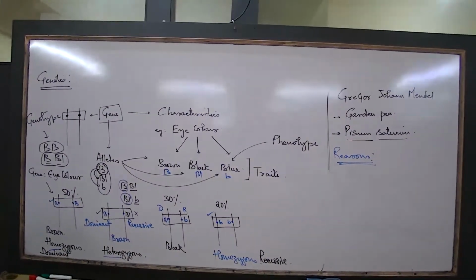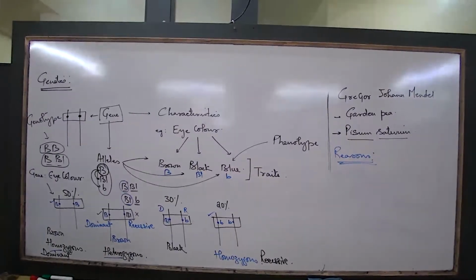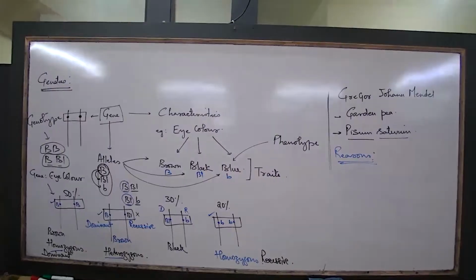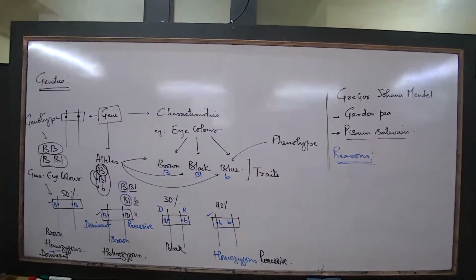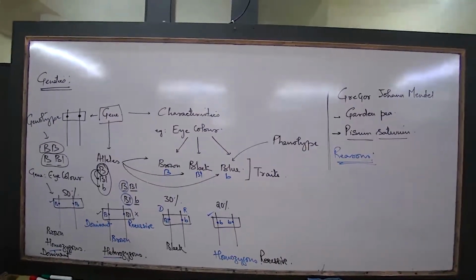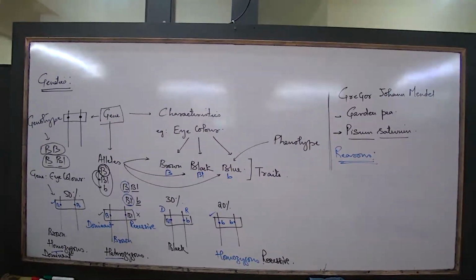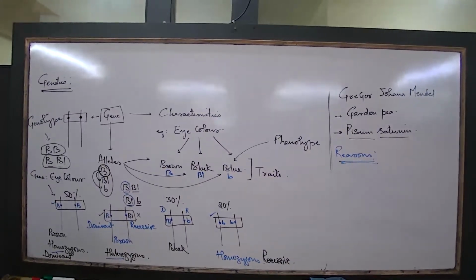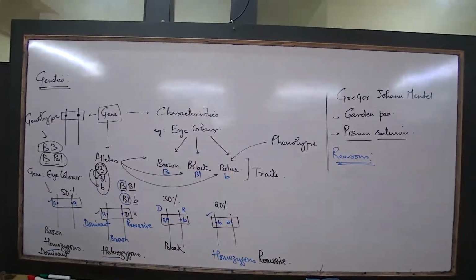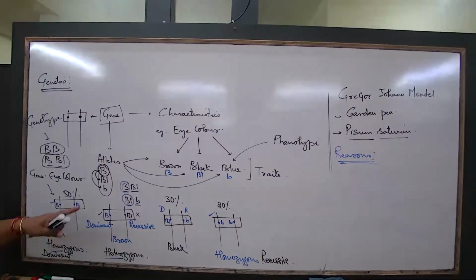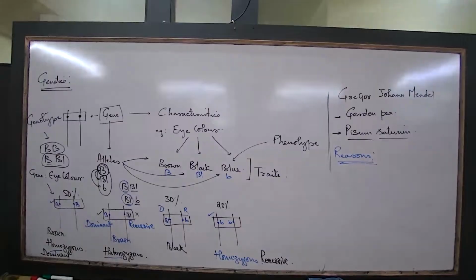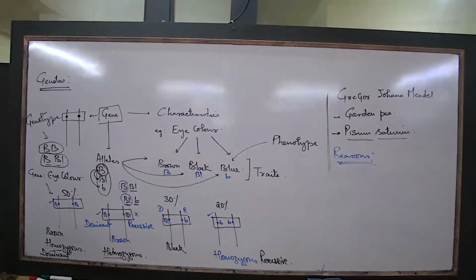Flower color, seed shape, seed color, pod color. What is the meaning of the pod? The outer peel. Pod shape, the plant height, the flower position. How many characters are we talking about? We are talking about 7 characters. But each of the characters exhibited 2 traits. What is the meaning of the word traits? Forms of characters. So let us talk about the first one, flower color.